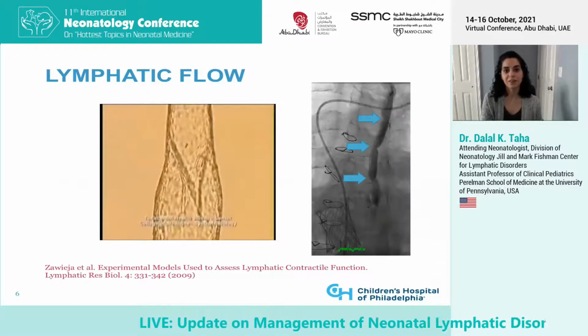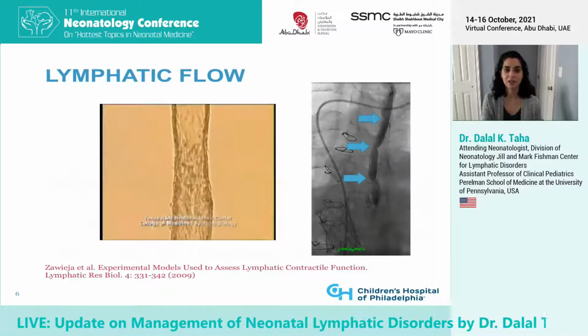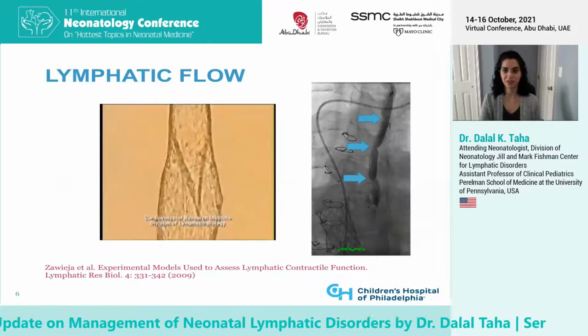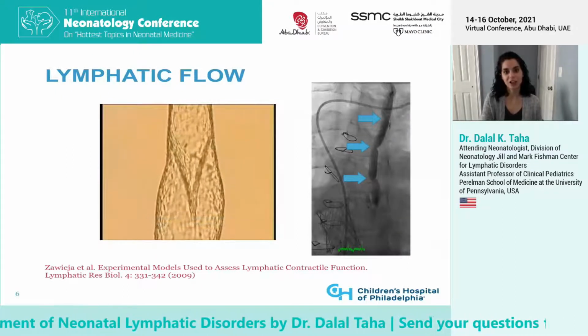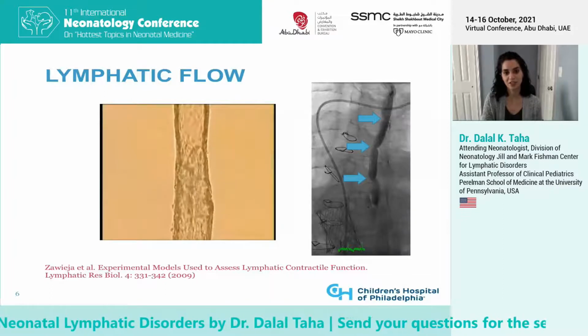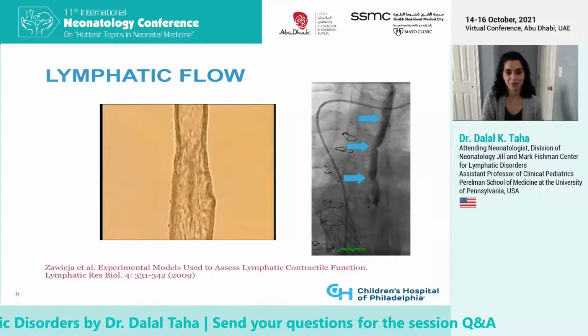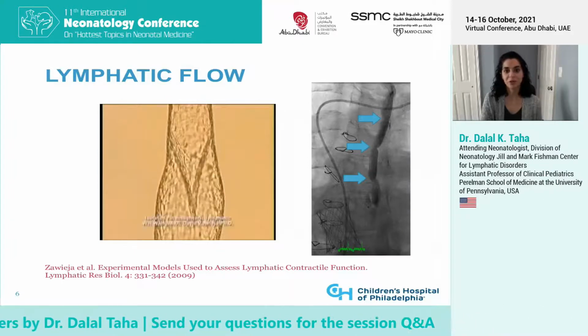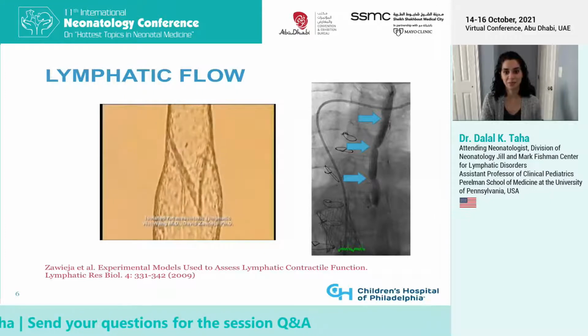We know that lymphatic vessels contain valves similar to those in veins, and they maintain a unidirectional flow of fluid towards the central lymphatic system. The video on the left here shows the contraction of muscles within the lymph vessel wall, and fluid is being propelled through the valve in one direction. The blue arrows in the fluoroscopic image on the right are pointing to the valves within the lymph vessel.